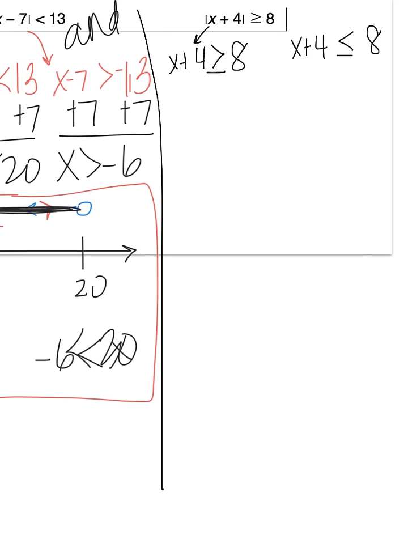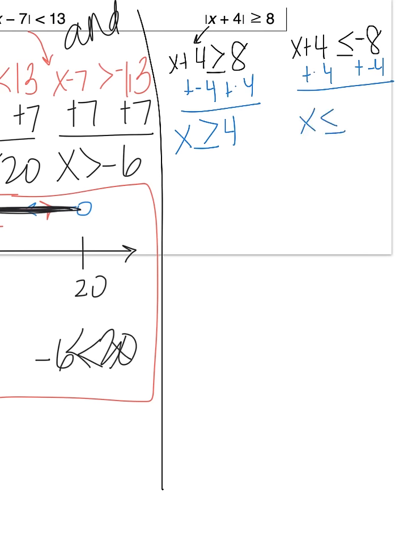And now we're just going to solve. Oops, I made one more mistake. This should be a negative 8. So going back and checking that work, super important. So to solve for x, I'm going to add a negative 4, and I get x is greater than or equal to 4. Do the same thing on the other one. So I get x is less than or equal to negative 12.